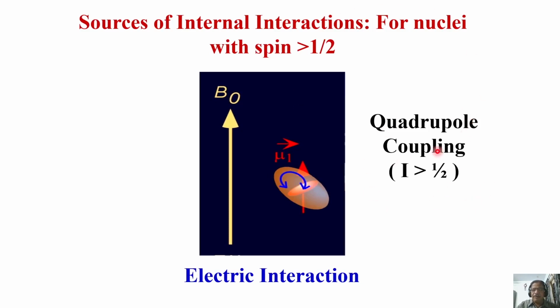Where we have a quadrupolar spin that we are not discussing anyway. This is an electric interaction when the nuclei have spin greater than half. This is also a dominant interaction.